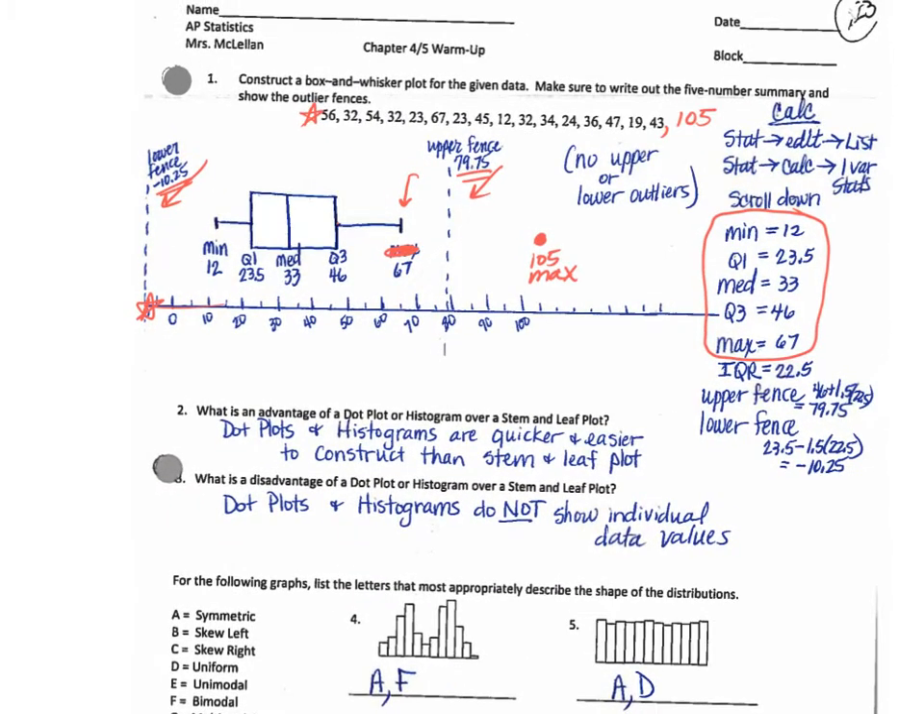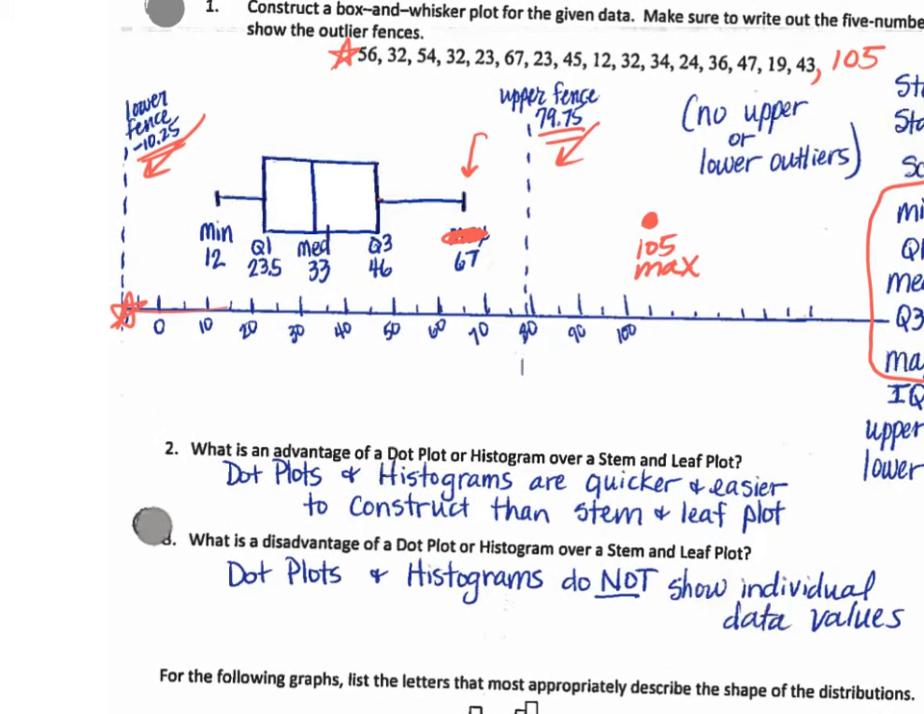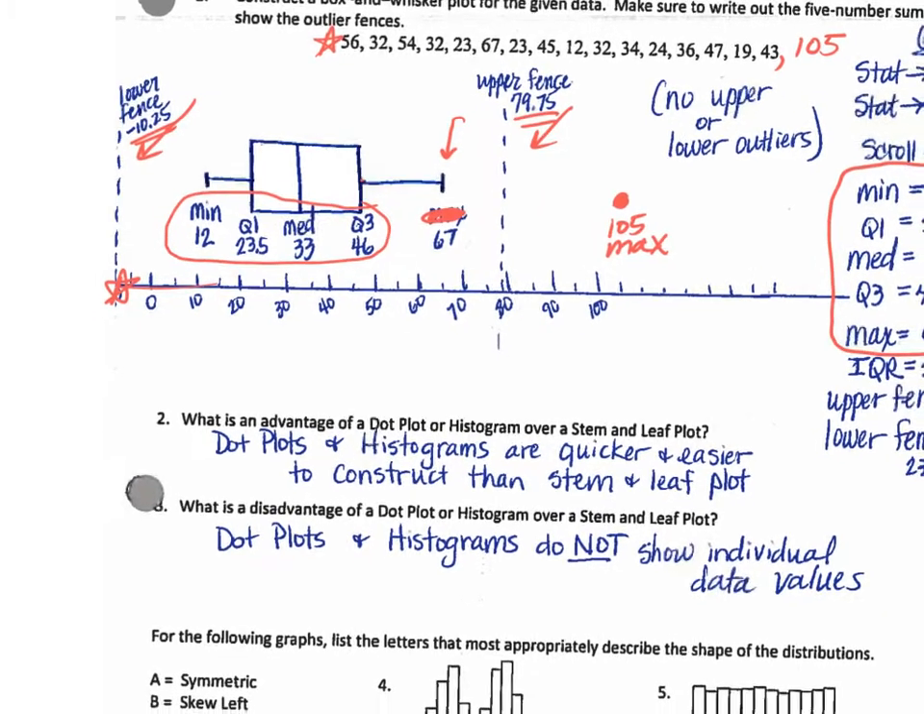All right, and then finally, I want to see that you label your items. What I mean by that is that you put what these things are, the min, Q1, median, Q3, and their values. Okay, so those are the items I'm going to be checking for on your box plot, and that's listed on the board over there for when you do your quiz.